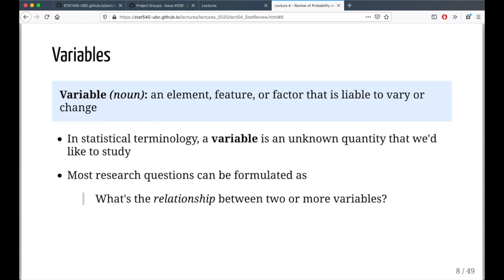So just to define some terms, a variable is an element, feature, or factor that is liable to vary or change. In statistical terminology, the variable is actually the unknown quantity that we'd like to study. In fact, most research questions can be formulated as, for example, what is the relationship between two or more variables? In an experiment, we might be asking the question, how does a particular variable change when we change conditions? The condition in that sense would be a second variable.